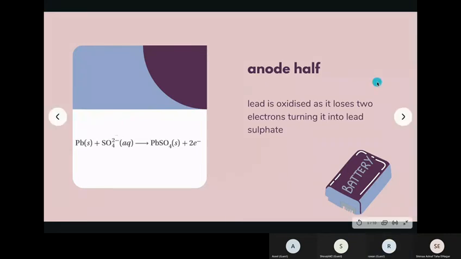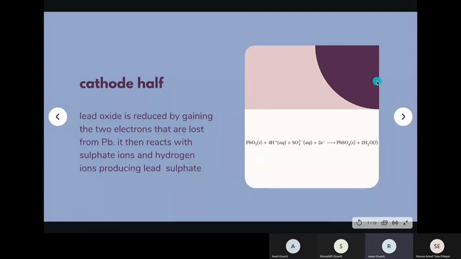The cathode half is lead oxide plus hydrogen and sulfate, and it gains the 2 electrons that are lost from lead in the anode half, producing lead sulfate and water. The lead oxide is reduced by gaining the 2 electrons that are lost from lead. It then reacts with sulfate ions and hydrogen ions, producing lead sulfate.